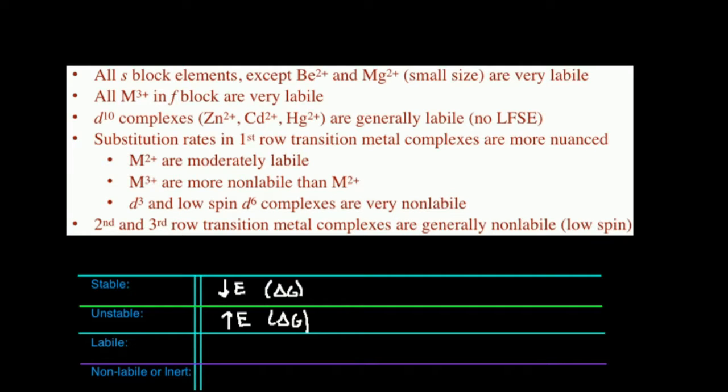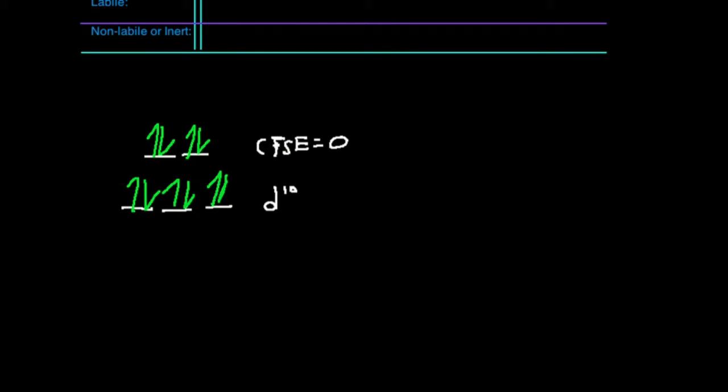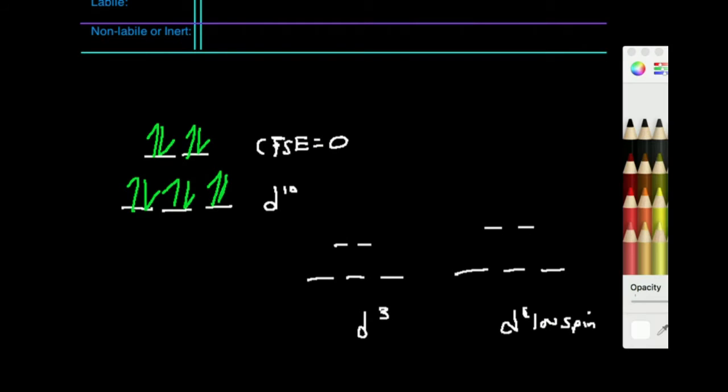Also, if we look at D3 metals or D6 complexes that are low spin, those are going to be very non-labile or inert. Let's talk about why that is. And again, we're going to look at the octahedral splitting diagram for these. So over here, I'm going to do the D3, and then I'm going to do D6 low spin over here. All right? So let's go ahead and fill those in. All right? So for D3, it's just this.